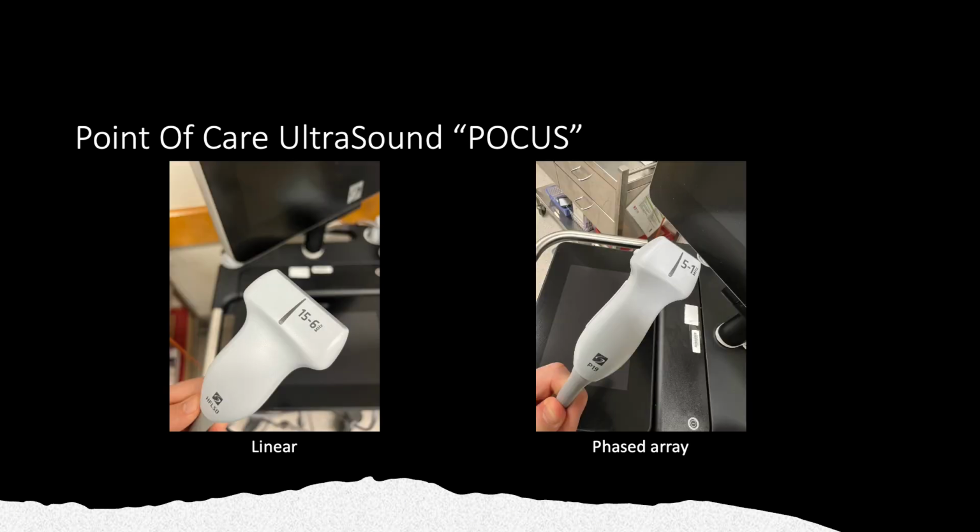So I've just got 2 pictures here. Unfortunately, I don't have the curvilinear probe on here, but you can see on the left there's a linear probe, which is flat. You've got a phased array, which is the cardiac probe, on the right. You can see there's numbers on them, 15 to 6 on the left and 5 to 1, and that's your megahertz. The higher the megahertz, usually the more detail, but you can't go as deep into the tissue. And you'll see that your curvilinear will sit somewhere in between those 2 numbers.